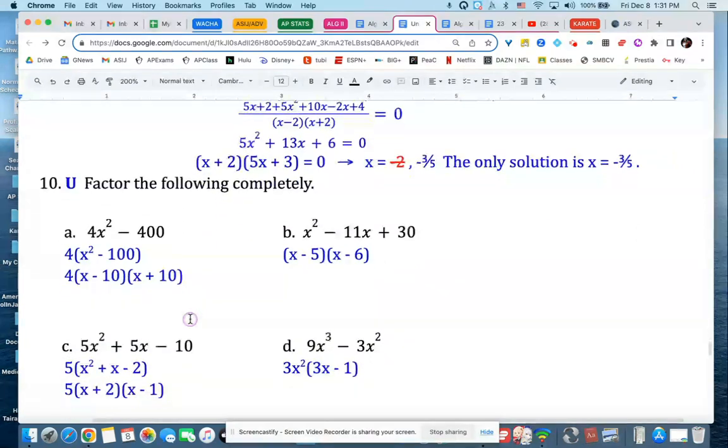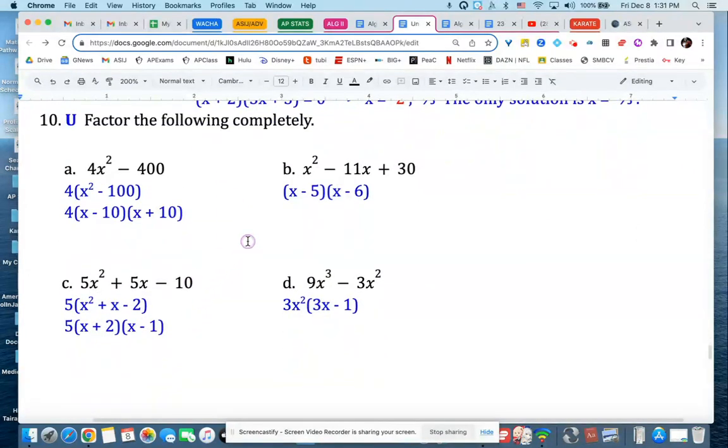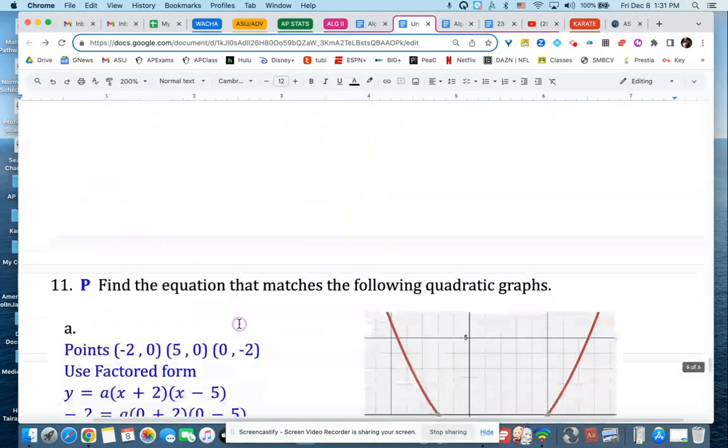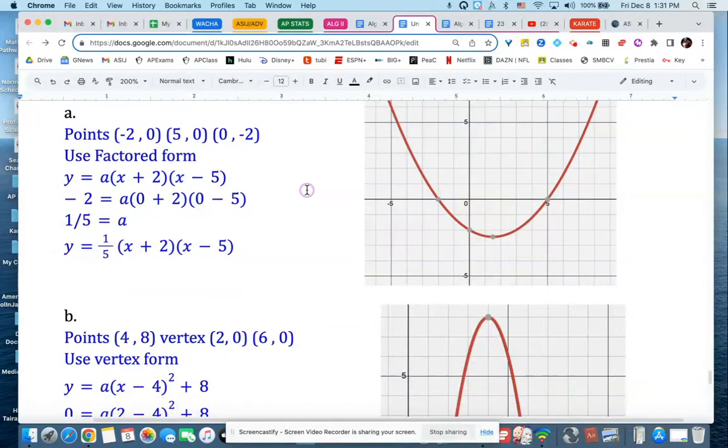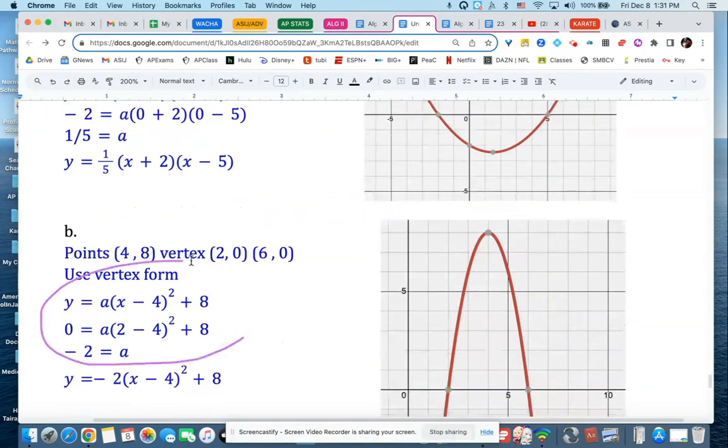All right. And then we're going to have you guys do some stuff from unit 2. So this is like factoring from unit 2, a little practice there. And then this is also some writing the equation of a quadratic, right, from unit 2 as well. So that needs to be done.